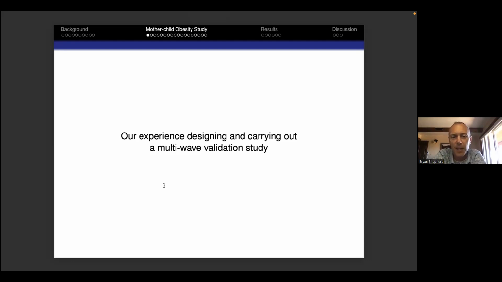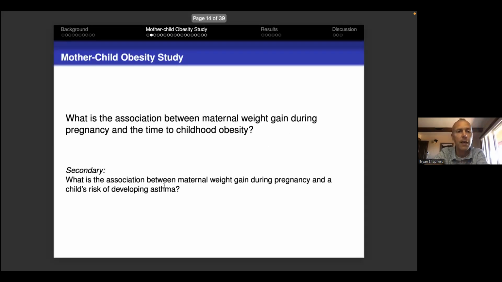So the next thing is I'm going to go through our experience designing and carrying out a multi-wave validation study. We are interested in the association between maternal weight gain during pregnancy and the time to childhood obesity. So that's our question of interest. Our secondary question is, what is the association between maternal weight gain during pregnancy and a child's risk of developing asthma? We're not going to talk much about the secondary endpoint, so we're mainly focusing on the first one, but just to let you know.